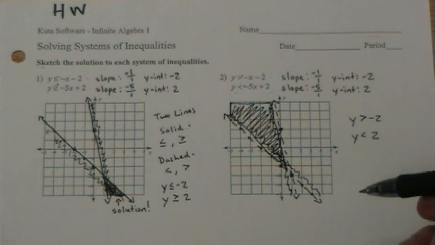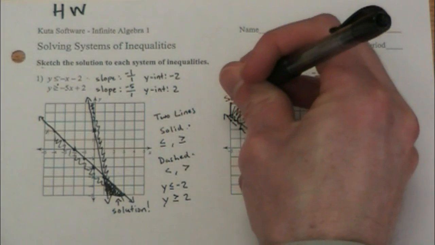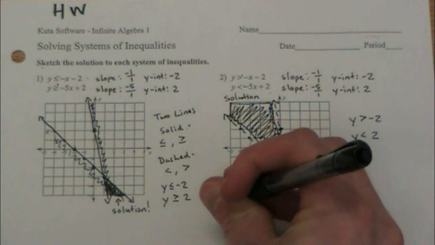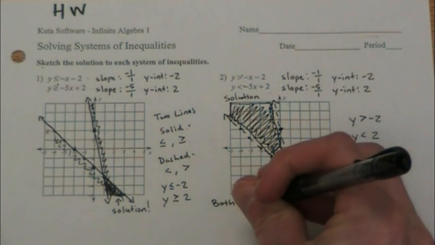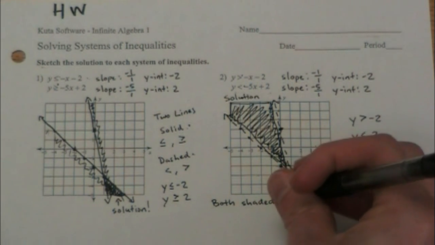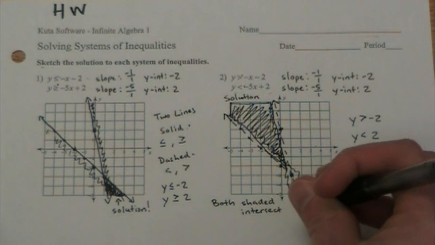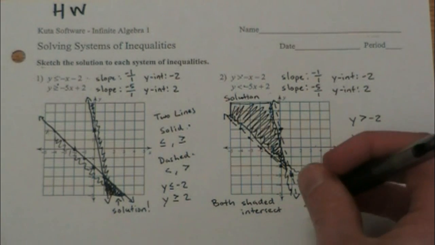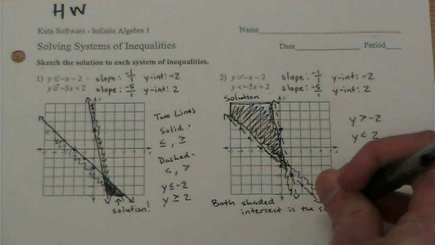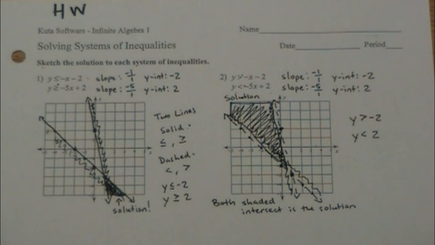Okay? So basically the idea is when you do the double shade just slightly that I showed you here, that will give you your solution. And so here's the idea. Both shaded regions, basically, I didn't write that down, I'm sorry guys. Both shaded regions that intersect is going to be the solution. So both shaded regions that intersect is the solution. Sorry I didn't write that very well, guys.